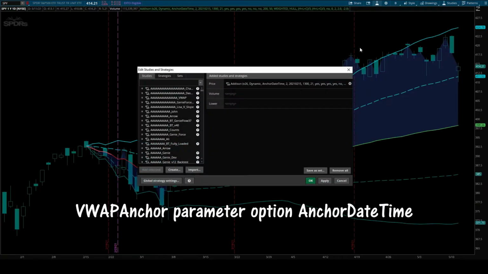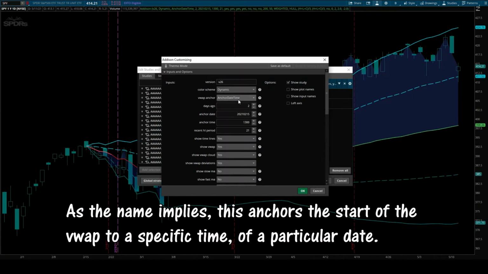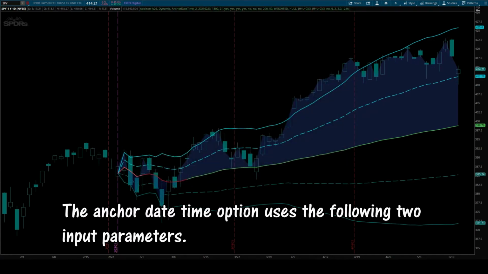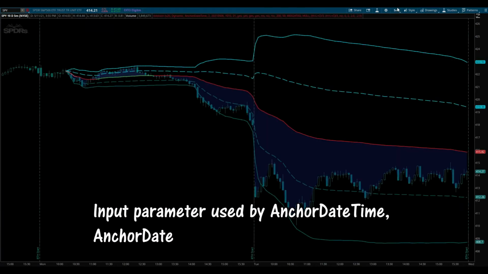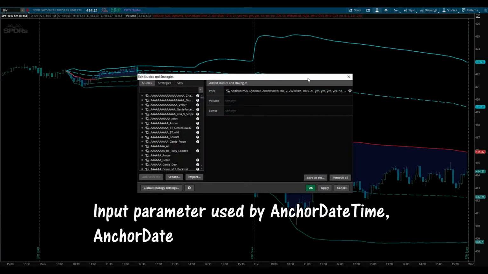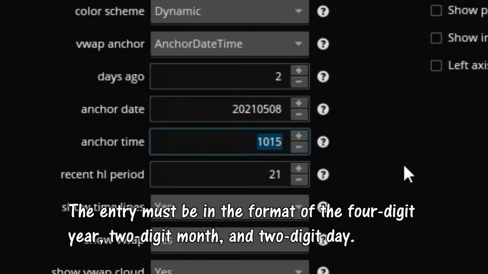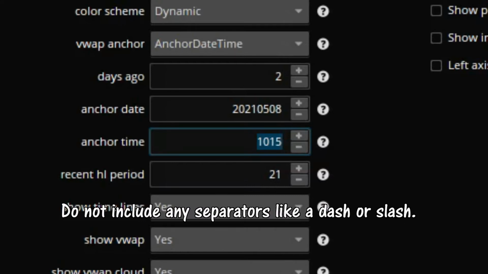VWAP anchor parameter option anchor date time. As the name implies, this anchors the start of the VWAP to a specific time, of a particular date. The anchor date time option uses the following two input parameters. Input parameter used by anchor date time, anchor date. Anchor date is the date used by the anchor date time option. The entry must be in the format of the 4-digit year, 2-digit month, and 2-digit day. Do not include any separators like a dash or slash.